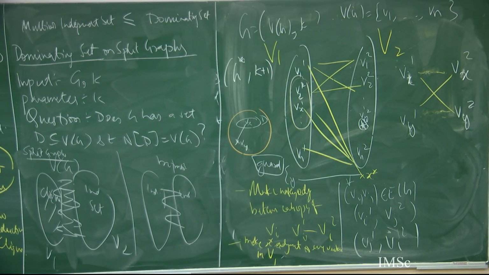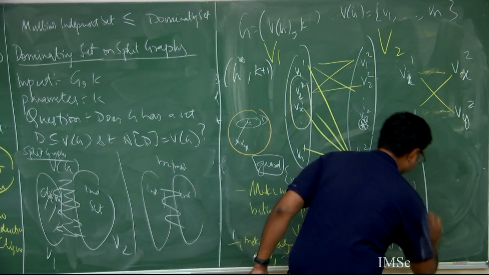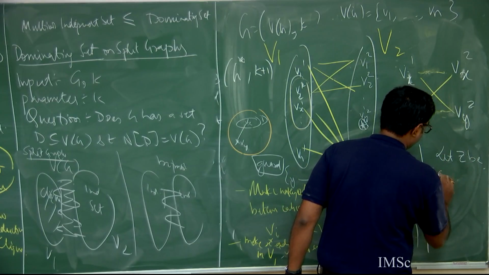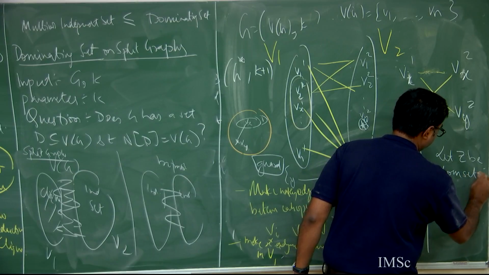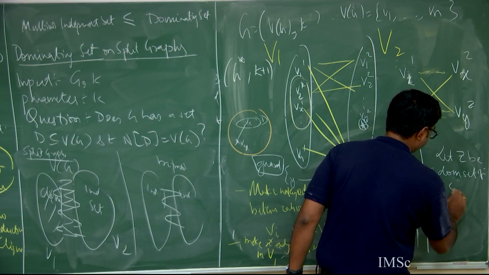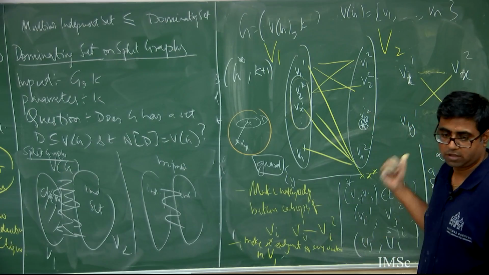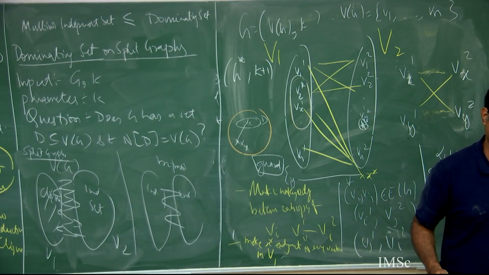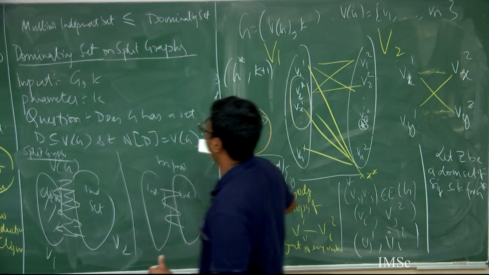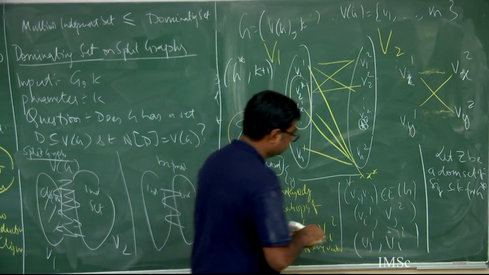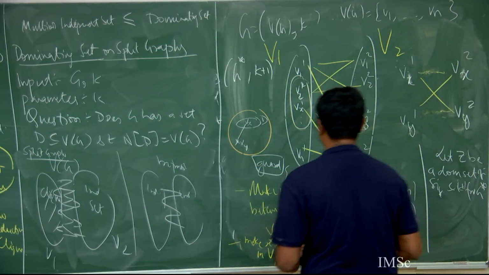Okay, so now look at the reverse direction. Let Z be a dominating set of size at most k for G star. This is my dominating set of size at most k for this graph. Yes, of size k plus 1.